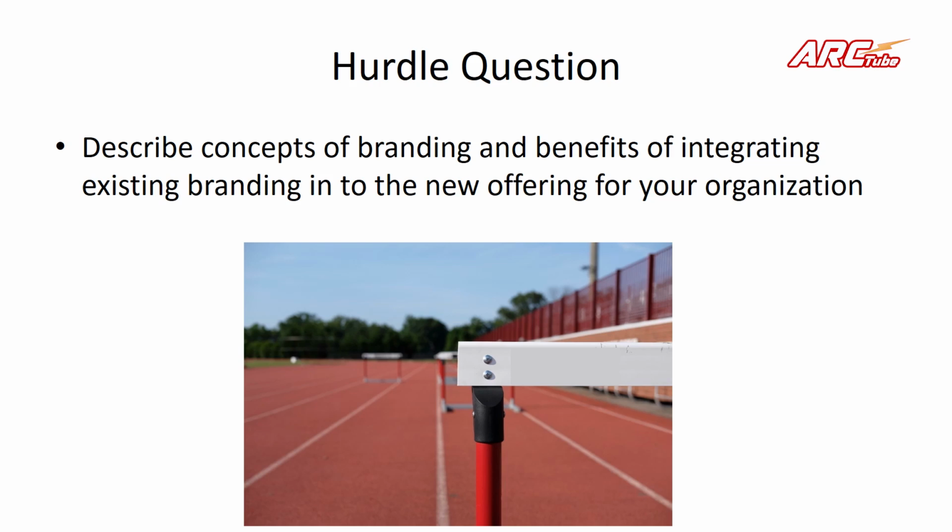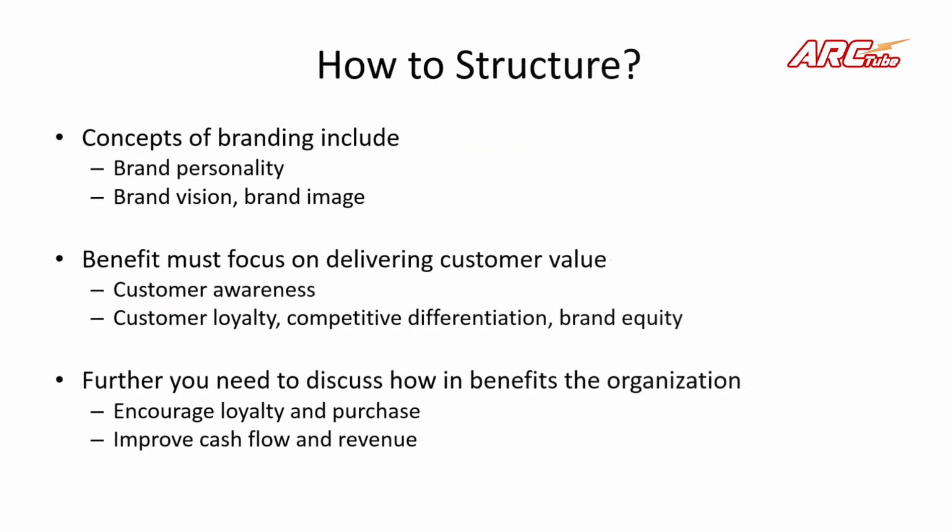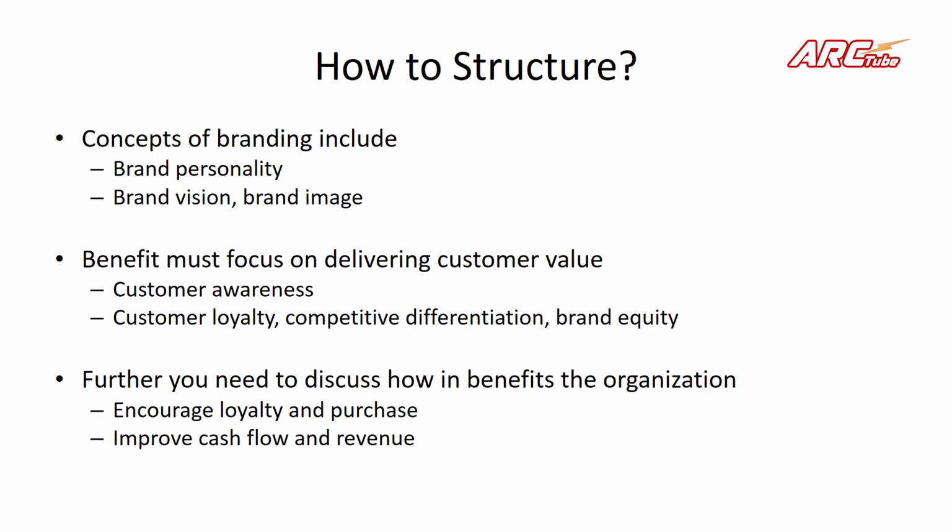So it can be the brand onion, it can be the acres model, it can be the brand prism as well. Now let's look into this hurdle question. Concepts of branding: you can go for brand personality, brand vision, brand image, likewise. Then the benefits must focus on delivering customer value. It can be making the customer aware about the brand, increasing customer loyalty and competitive differentiation so that the consumer will not be confused. And you need to have the brand equity.